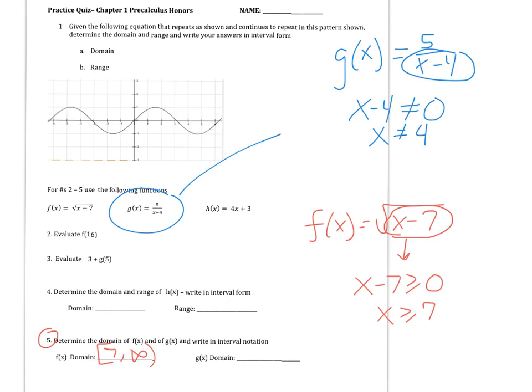Now if x can't equal 4, it means x can be everything else. So it can go up to 4, don't include it, and then it can go from 4 to infinity. So it can go from negative infinity to 4 in union with 4 to infinity. So that would be the answer for the domain of g of x. Negative infinity to 4, union with 4 to infinity, and parentheses on both.